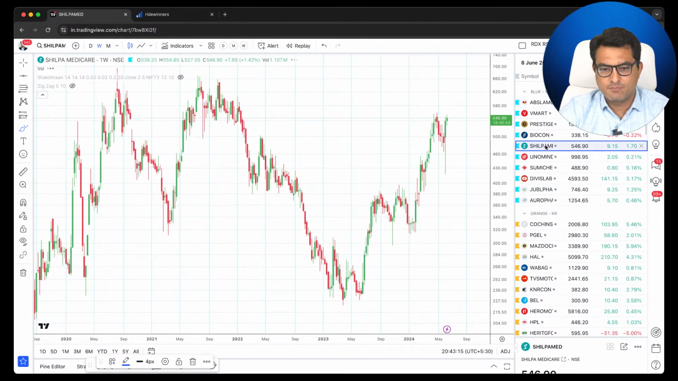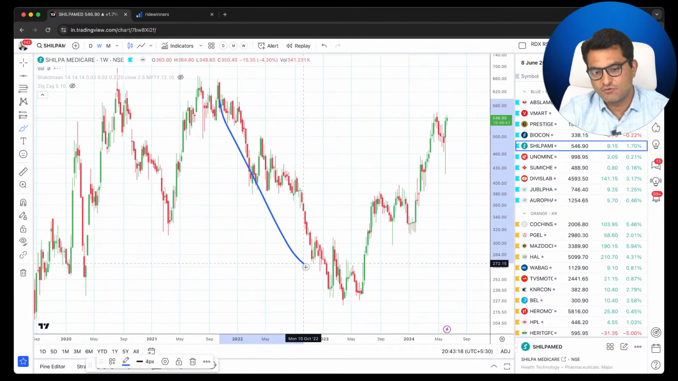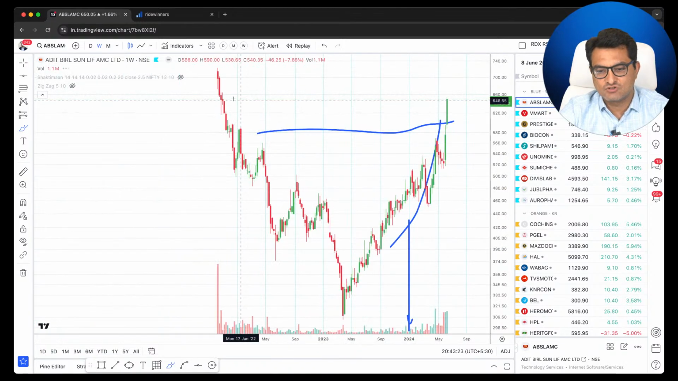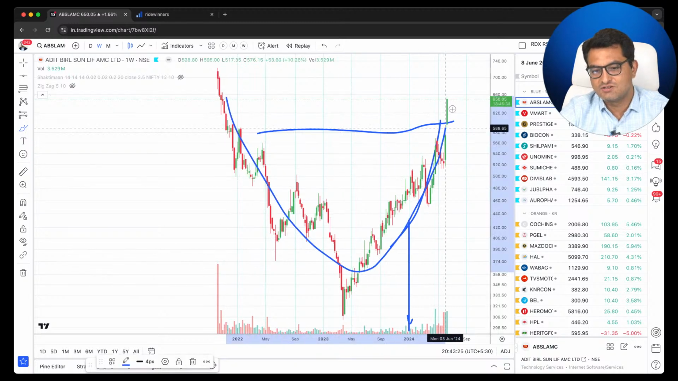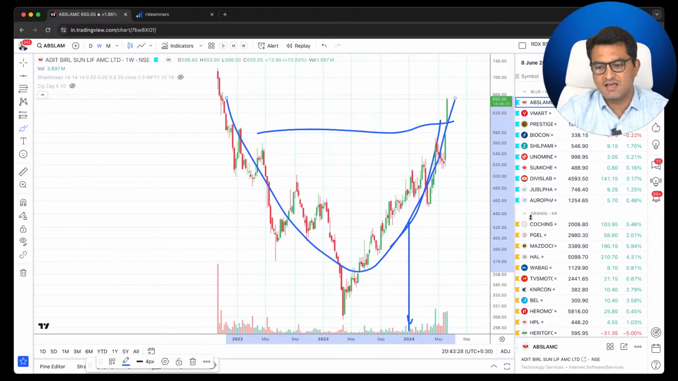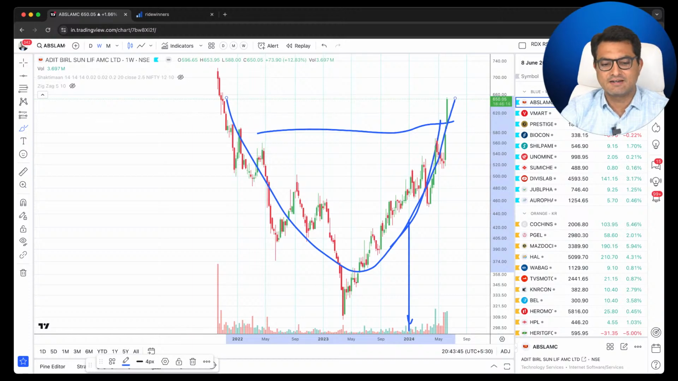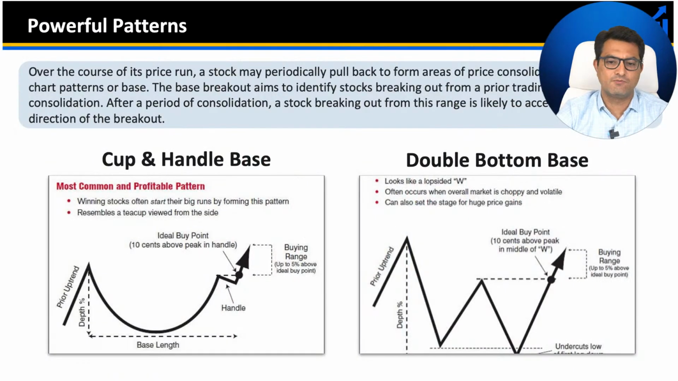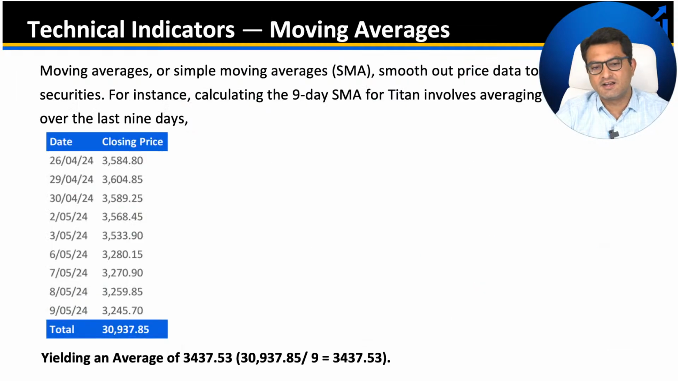There is one more, Shilpa Medicare, which is again forming a cup kind of pattern. Okay, same way if you see, this company is already forming and it has just crossed. So this happens again and again, and for our premium members, we actually discuss a lot of these patterns on a weekly basis, and we find out which of these bases have occurred again in this journey. So this is the power of understanding the patterns, because it repeats. Very simple, it repeats, and if you know something is repeatable, you can take advantage of it.